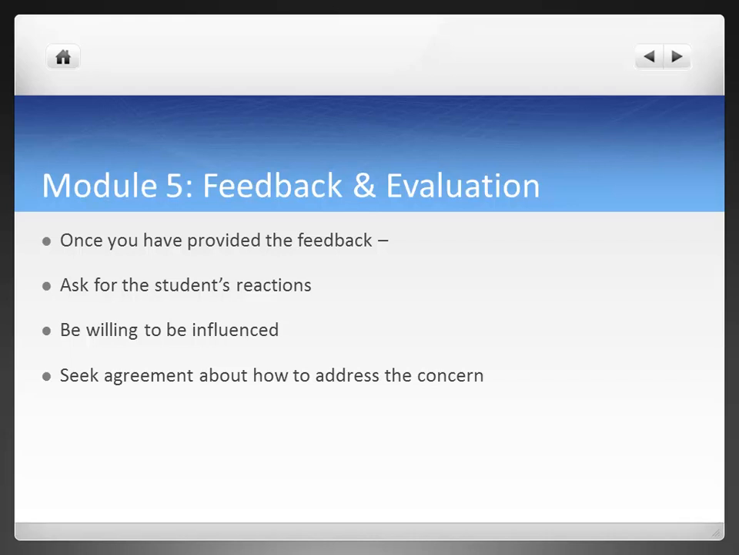It's important to be willing to be influenced by how the student might respond as well. So if the student is able to tell you they understand your expectations, but they'd like you to consider that they have this, this, and this planned over the course of the next week, and so would it be possible that they have 2 extra days? I mean, allow yourself to be open and influenced by the student's response. Ultimately, seek agreement about how you're going to address the concern.